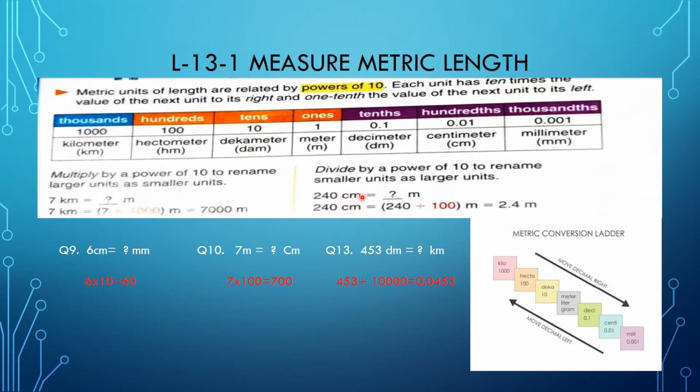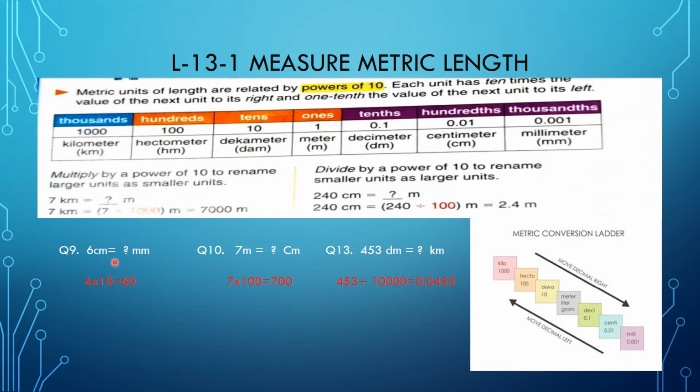For example, in this one, 240 centimeter convert into the meter. Where is the centimeter? Here. And where is the meter? Here. Then in this ladder, you move up. How many steps do you move up? 1 and then 2. That means move to the left. You can see this is 2, 4, 0. Where is the decimal? After the 2. This one is 2.4. Now I think it is clear.